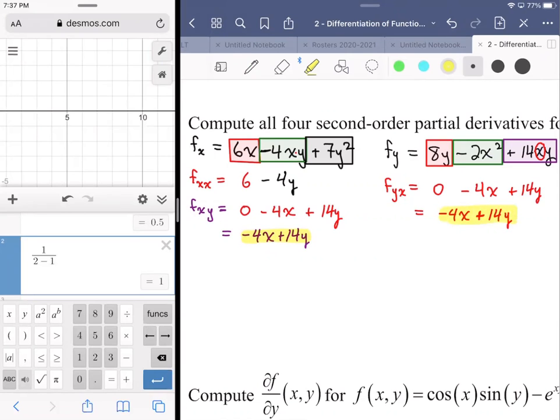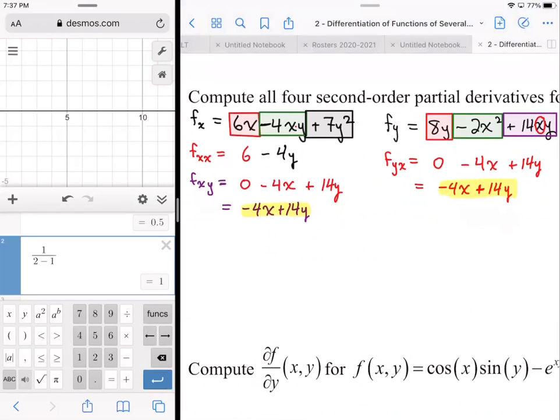All right. If you're dealing with continuous functions, which is why we talk about continuity, and we didn't verify it in this case because we didn't really need to. There's no values excluded for x or y. But if your function is continuous, then its second order mixed partials will be equal to one another. So once you find one, you already have the other. So that's pretty good news.